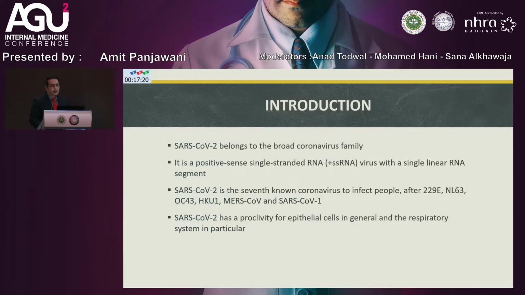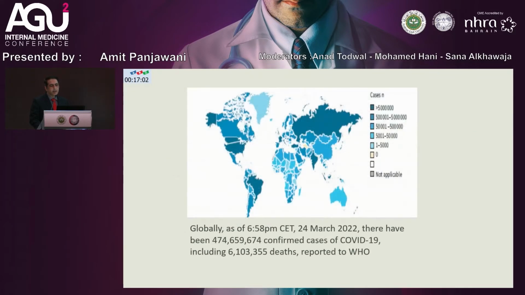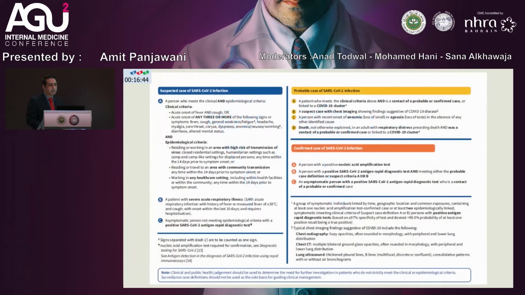So, coronavirus, that is the SARS coronavirus 2, belongs to a broad group of the coronavirus family. It's a single-stranded RNA virus which has a proclivity to affect the respiratory epithelial cells. As of yesterday evening, more than 474 million cases worldwide have been affected with the coronavirus since the beginning of this pandemic 2 years ago, and it has resulted in more than 6 million deaths till yesterday evening.